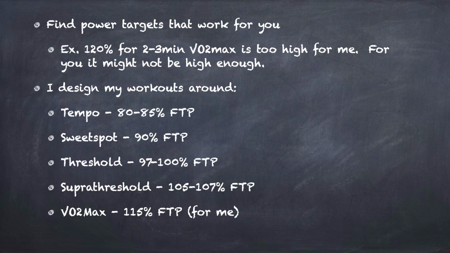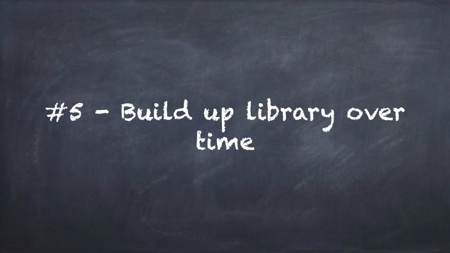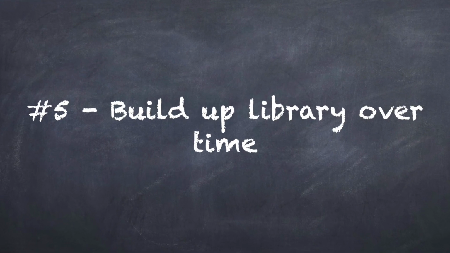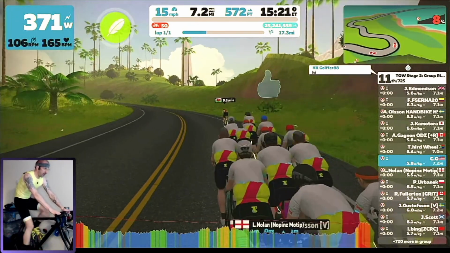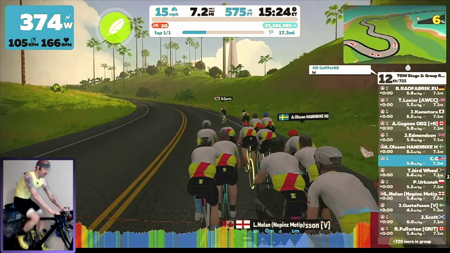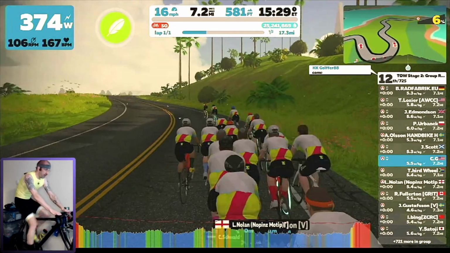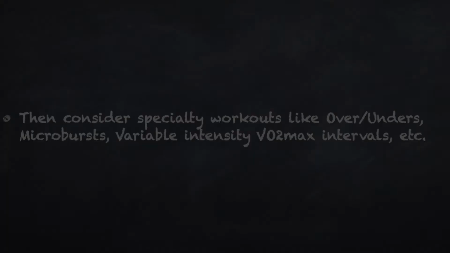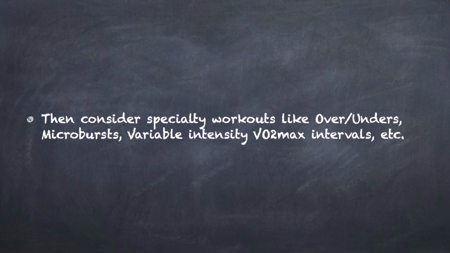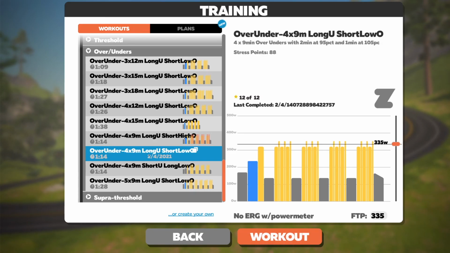You might need to adjust that depending on your own particular power profile and how you respond to those types of workouts. And then number 5 is to just build it up over time. Build what you need for the current phase. Then when you're planning out your next phase, add on any additional workouts you think you need, and slowly over time you can accumulate your own custom workout library. And then once I've gone through these basic things, that's when I would worry about more specialty workouts like over-unders, microbursts, variable intensity VO2 max intervals, things like that.